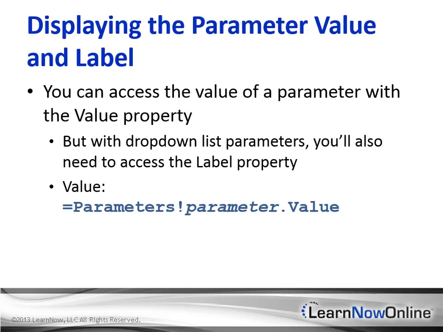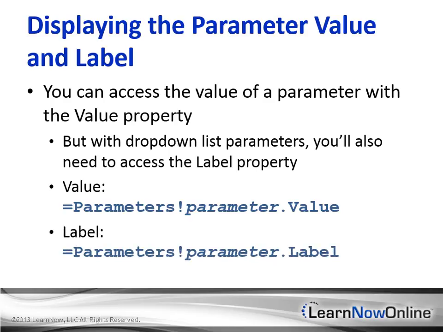And here shows some skeleton code of how you do that. So the parameters collection, the parameter name, dot value. Or to access the label, use the parameters collection, parameter name, dot label. So two different properties that you can use to get those two different values.